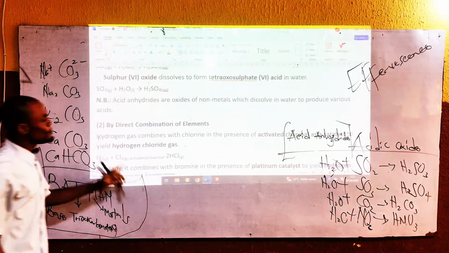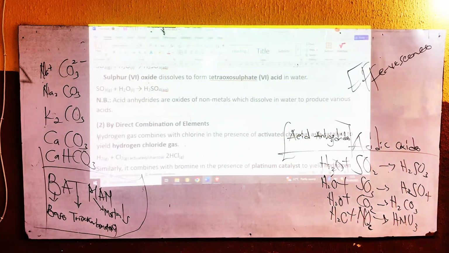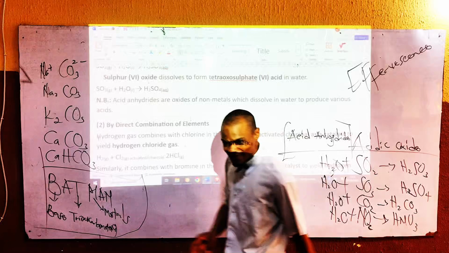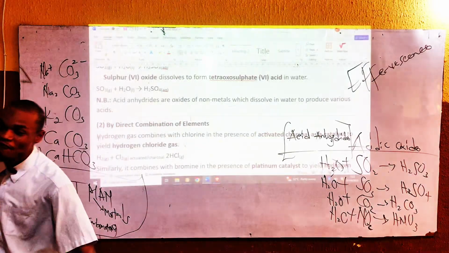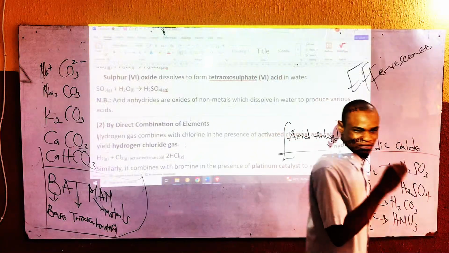And a lot of people are preparing acids using what? Acid anhydride, or dissolving acid anhydride in what? In water. Very important, very important to the exam. What can we see on this slide on acid and salt? You are going to see why.